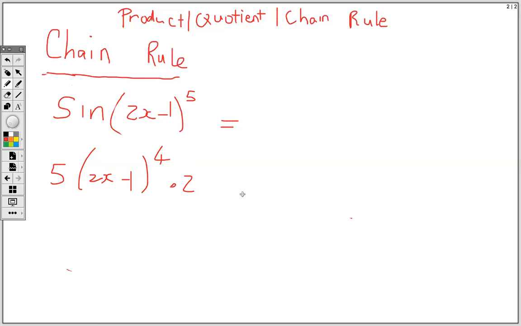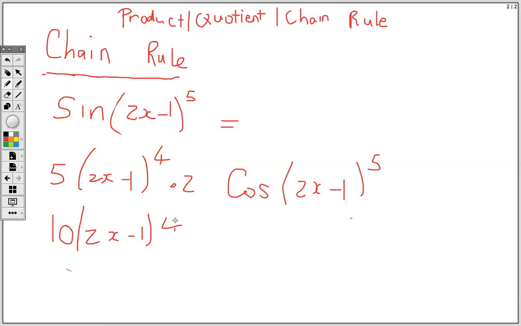Then differentiate sine, we arrive at cos 2x minus 1 to the 5th. 2 times 5 is 10, so we have 10 times 2x minus 1 to the 4th, cos 2x minus 1 to the 5th. And that's really it. Because we have this power to the 4th, we would have to expand this bracket first before we multiply it by 10.